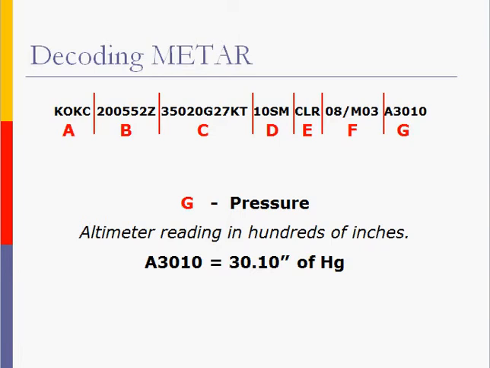So to convert to inches of mercury, you simply put a decimal place between the first two and last two numbers, because remember that the number is giving hundredths of inches of mercury. So for this example, you put a decimal point between the 30 and the 10 to get inches of mercury. So G tells us that the altimeter reading was 30.10 inches of mercury. So that's what the atmospheric sea level pressure was when this observation was taken.